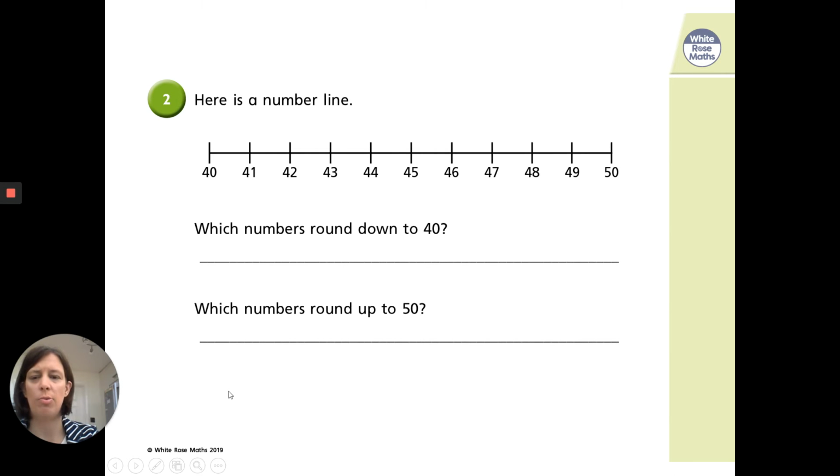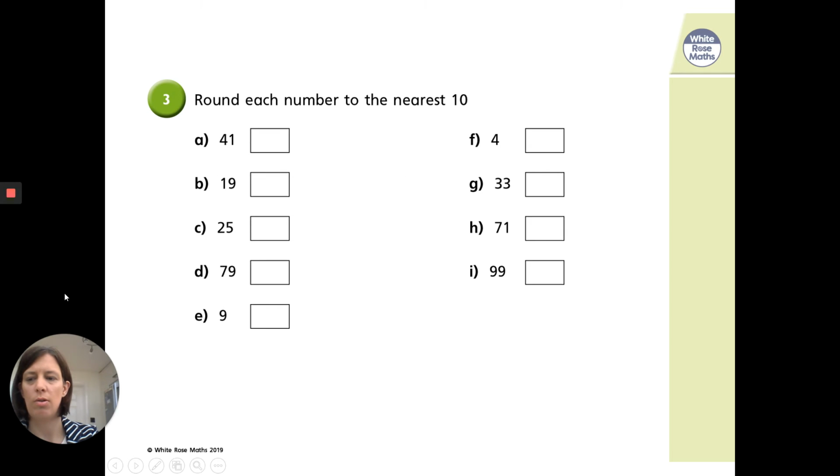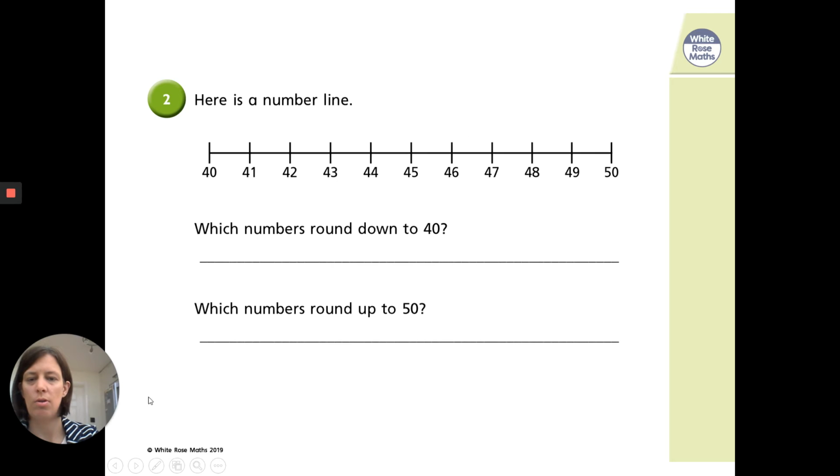Okay, so let's have a look at this number line. So this number line is the numbers between 40 and 50, all of them marked on there for you. Which numbers would round down to 40 and which numbers would round up to 50? So when you think about it, think which of these numbers would go back rounding down to 40 and which of these numbers would round up to 50. Can you remember the rule to help you decide when you don't have a number line to have a look at them?